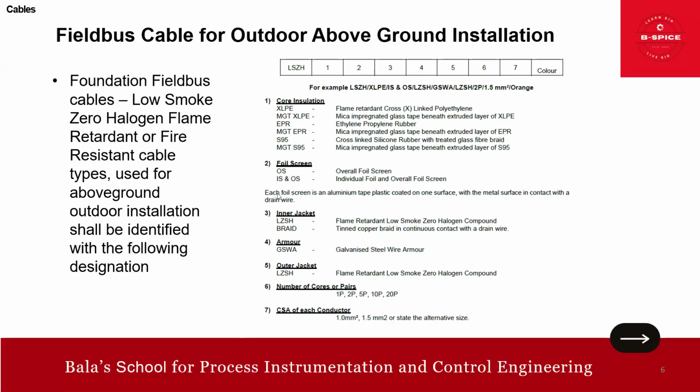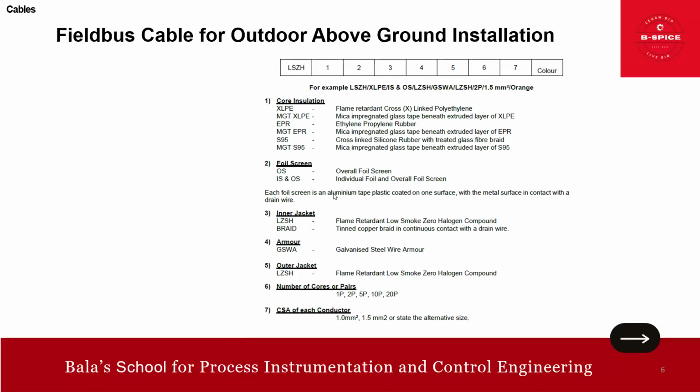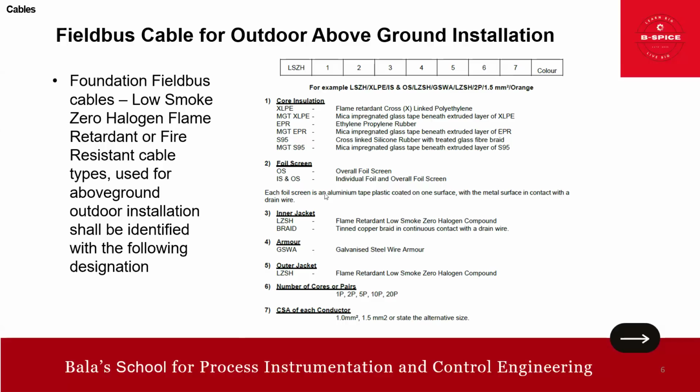This is also the same, actually: XLPE, MGT, XLPE, EPR, MGT, EPR. One difference is the foil screen. In the previous one we talked about screen, but here we call it a foil screen. So OS means overall foil screen, IS and OS means individual foil and overall foil screen. That is the difference in the Fieldbus. Each foil screen is an aluminum tape, plastic coated on one surface with a metal surface in contact with the drain wire. This is the construction.